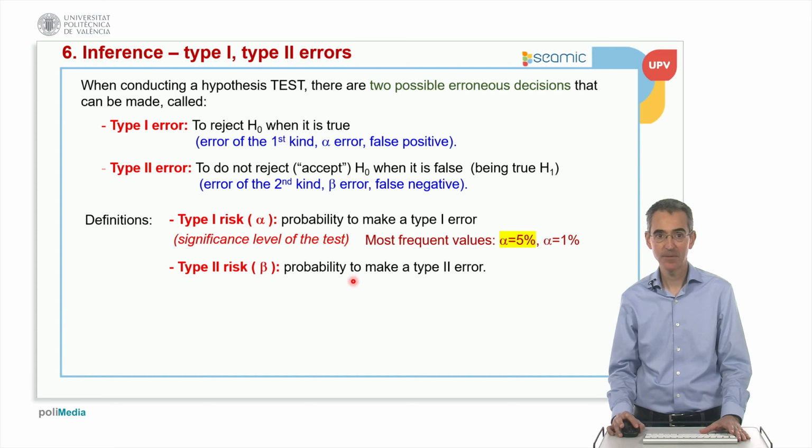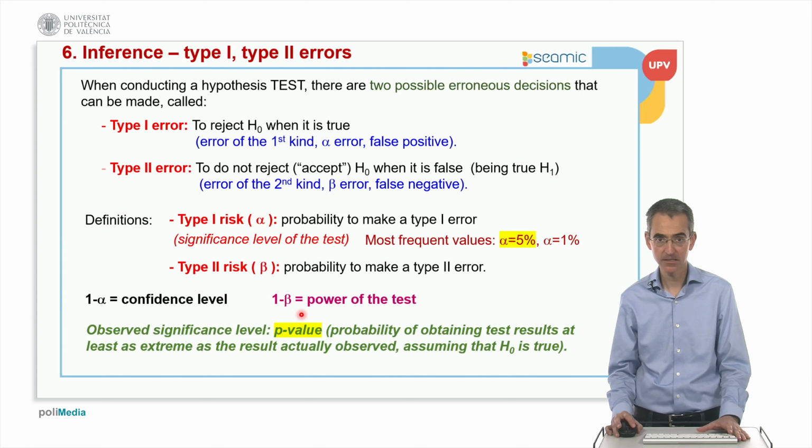Then we have the type 2 risk, which is called beta. It is the probability to make a type 2 error. Then the complementaries of these probabilities have a special name. 1 minus alpha is called confidence level, and 1 minus beta is called power of the test.